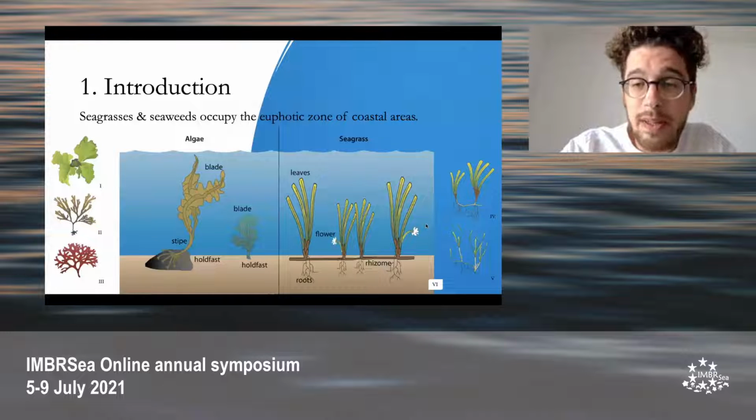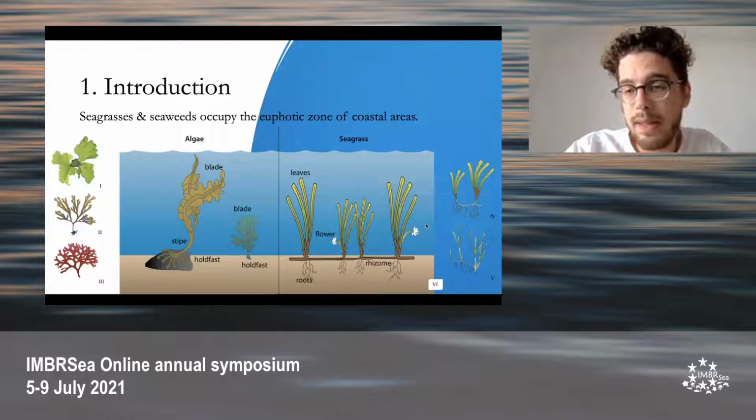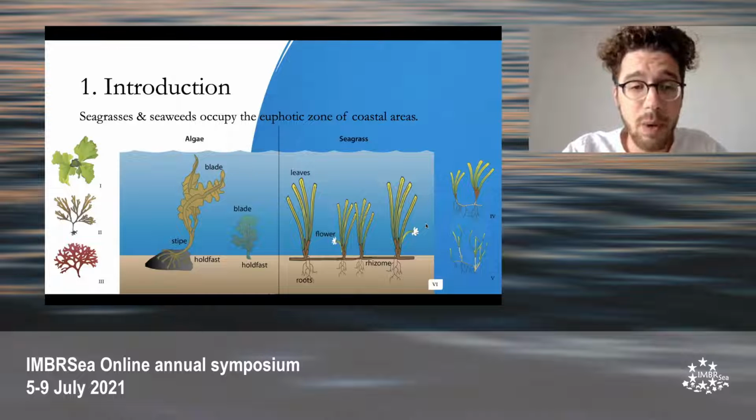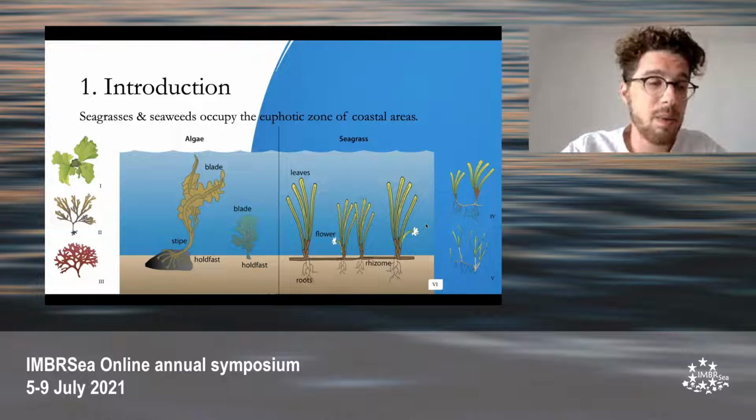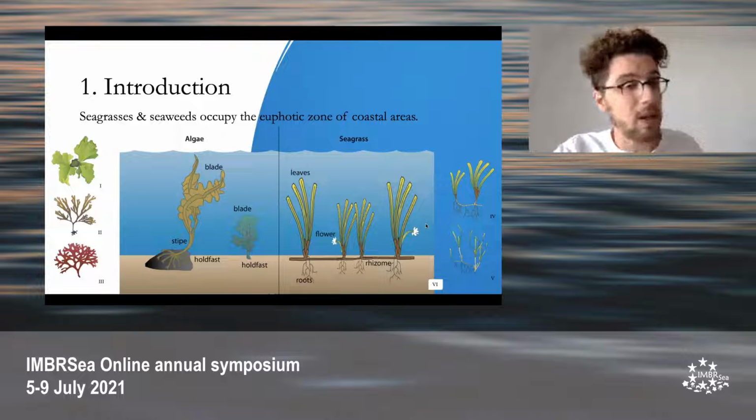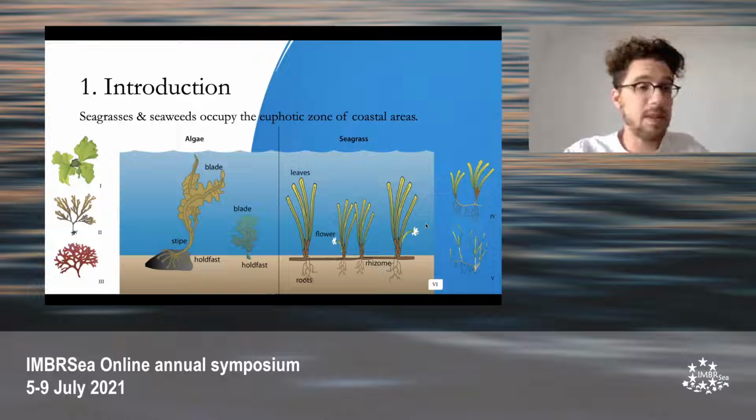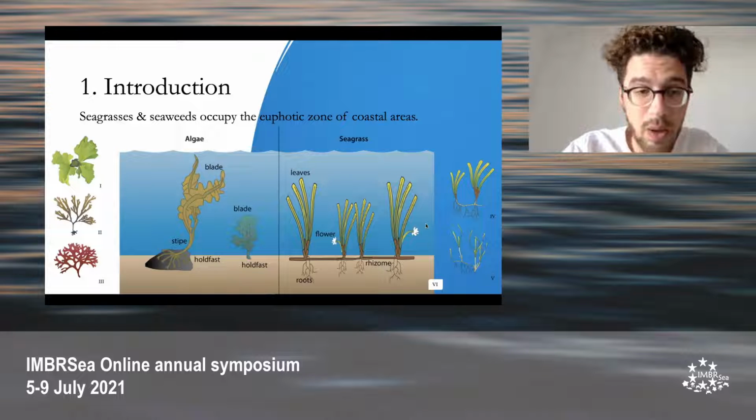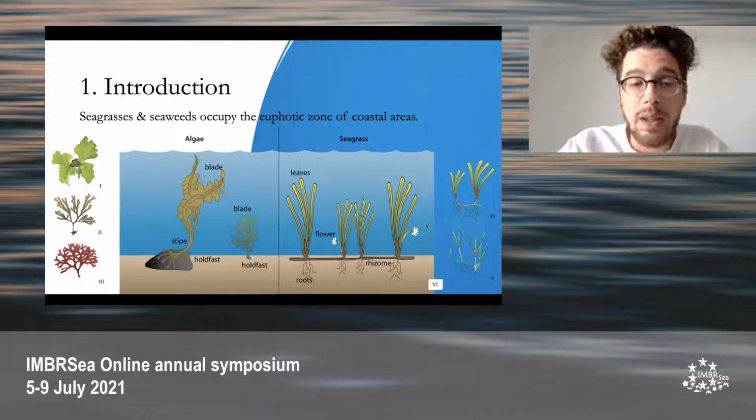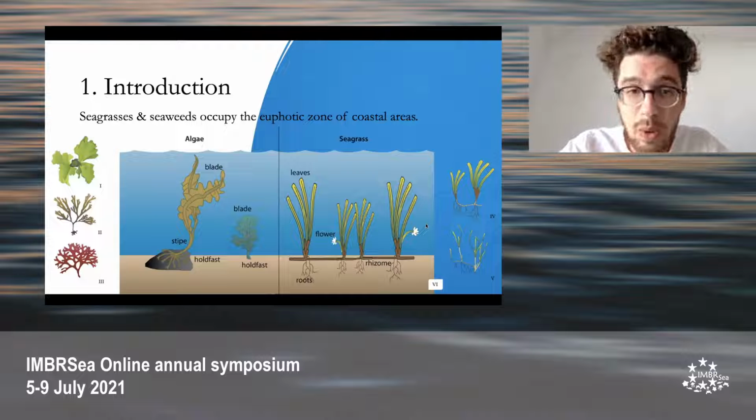Seagrasses and seaweeds are organisms that occupy the same environmental niche, that is the photic zone of coastal areas. As they both need to photosynthesize, they compete over the same space. And here on the left, we have the three phyla of algae: green, brown, and red. They can come in different forms and shapes, could be sheet-like, filamentous, coarsely branched, thick, leathery, jointed calcareous, or crustose. And in general, they need a hard substrate to grow onto.